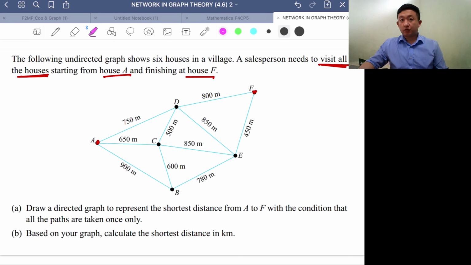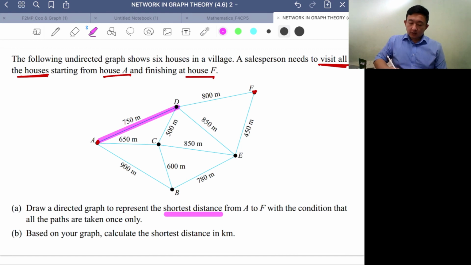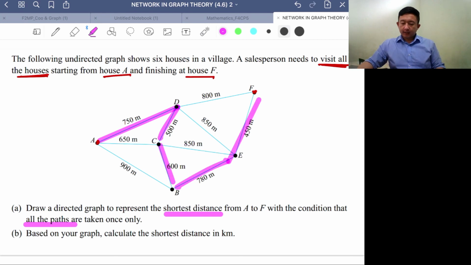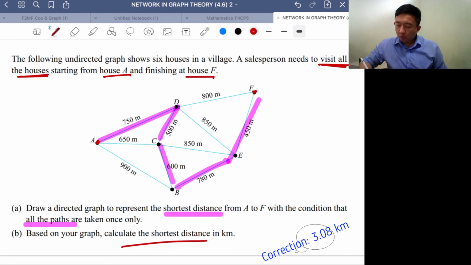For this kind of problem, you just need to try. What is the shortest distance? Because you need to find the shortest distance. All the paths are taken once, meaning one way only. So no going back. But if you go for CE and EF, it's wrong. Why? Because this does not connect vertex B. So no, that's not the case. Okay, so this should be the shortest distance. You draw it out and then you calculate it. It should be 3.05 km. Okay.